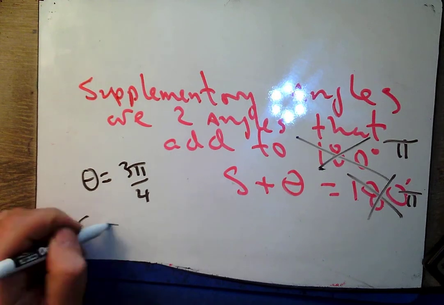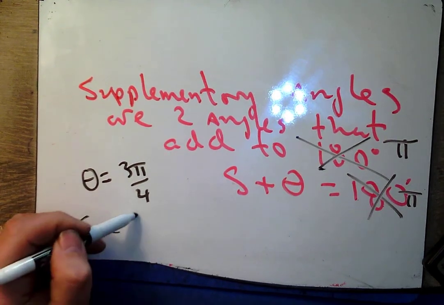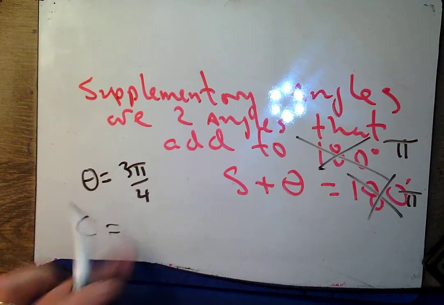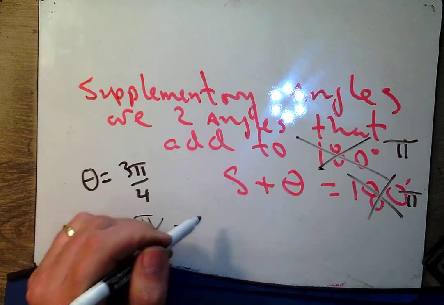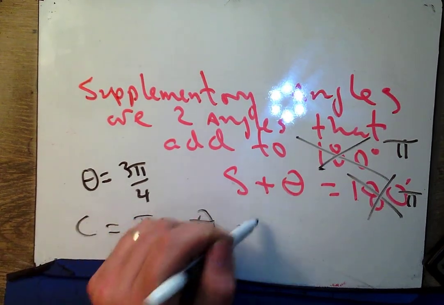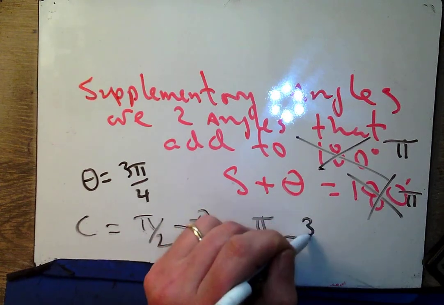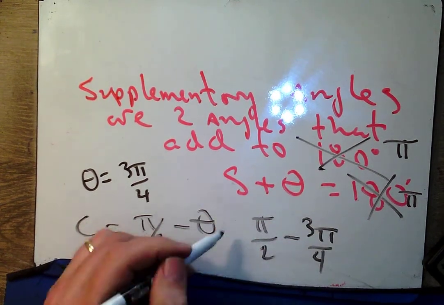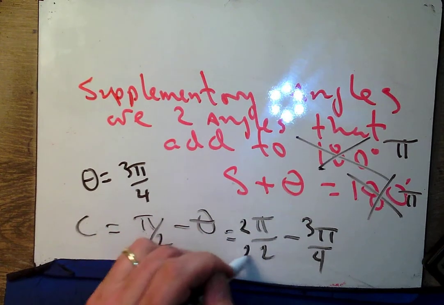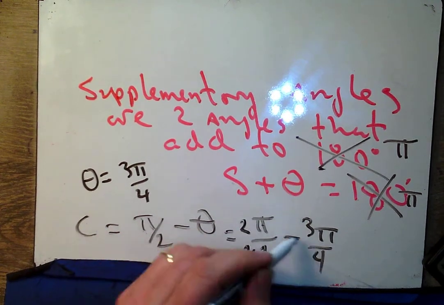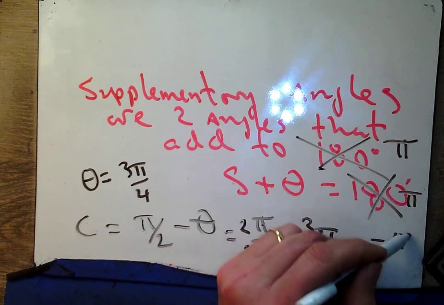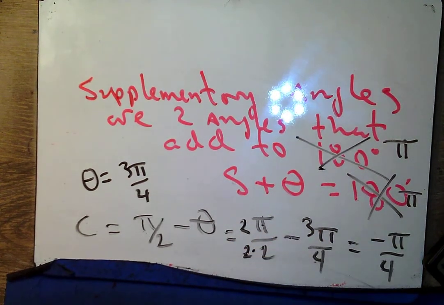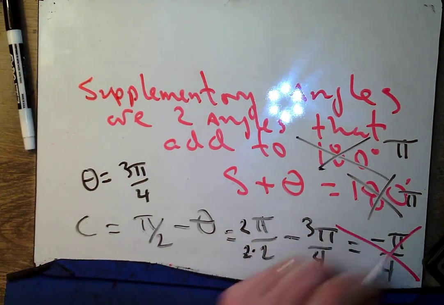Okay, so that formula was complement equals pi over 2 minus theta. And so in our problem, pi over 2 minus 3 pi over 4. I guess I have to make a common denominator here. I'll multiply by 2 over 2. And so that's 2 pi over 4 minus 3 pi over 4 is negative pi over 4. And guess what? That's wrong.